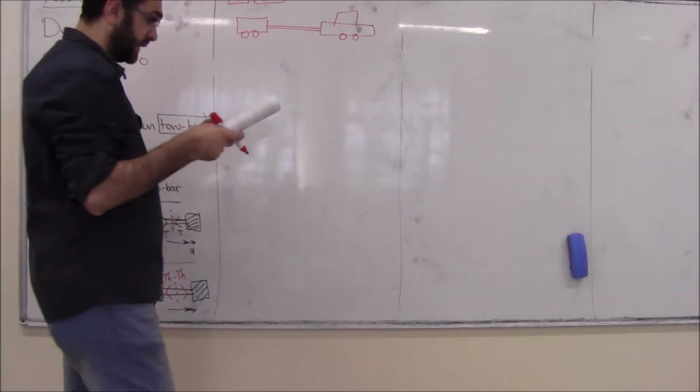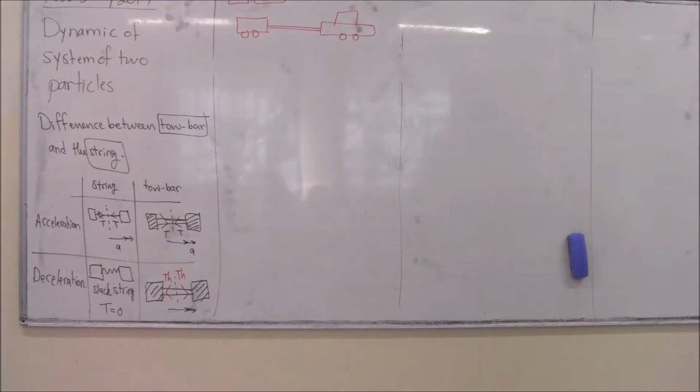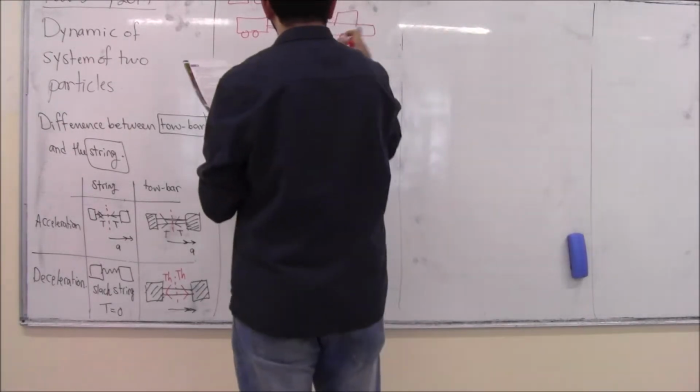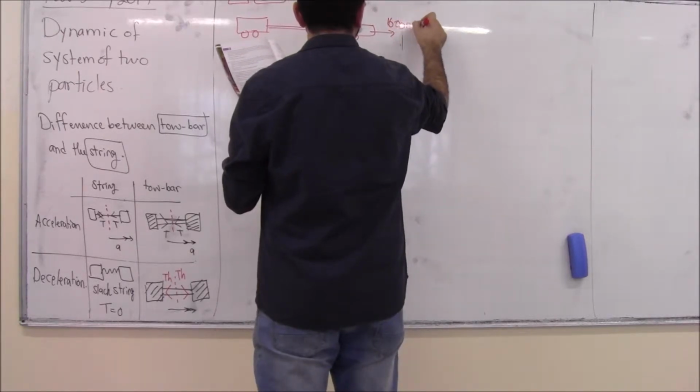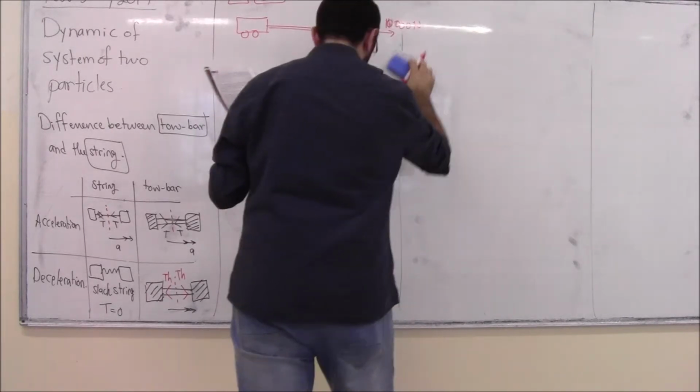Okay, guys, 1,500 kilogram car towing a trailer of 500. The car and trailer are connected by a light extensible tow bar. The engine of the car exerts a driving force of magnitude 10,000 newtons, right? This is the thrust of the engine. 10,000 newtons.